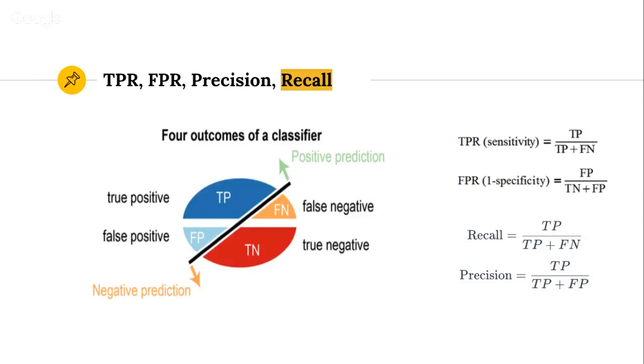So precision has this extra meaning to it where you'd rather not make a prediction than make a prediction and it be wrong.